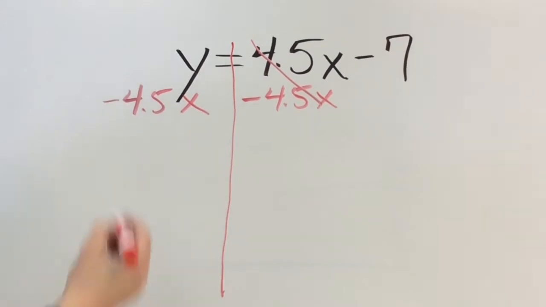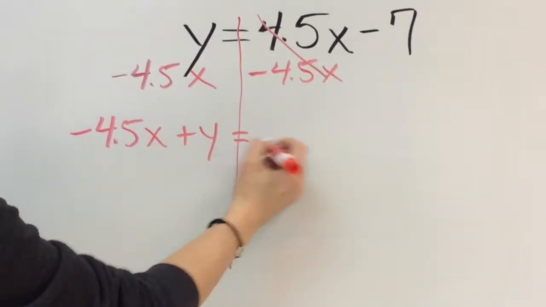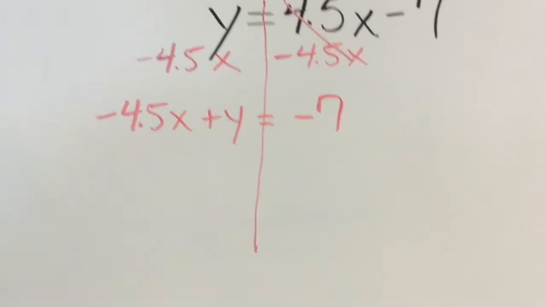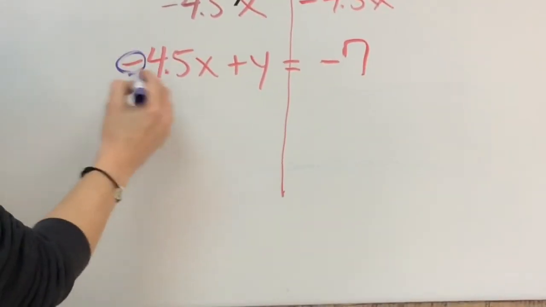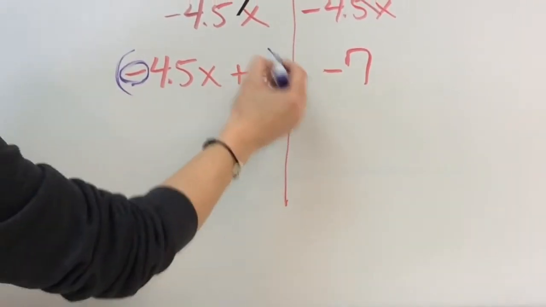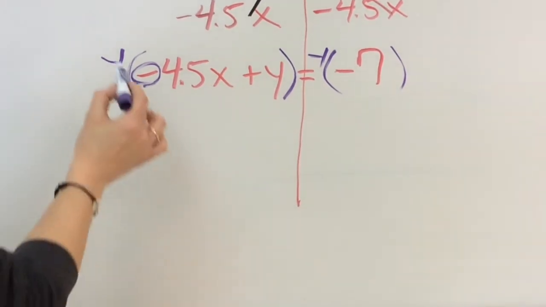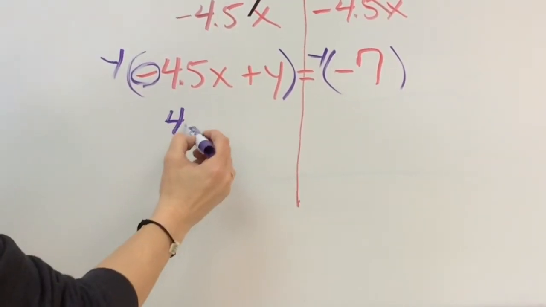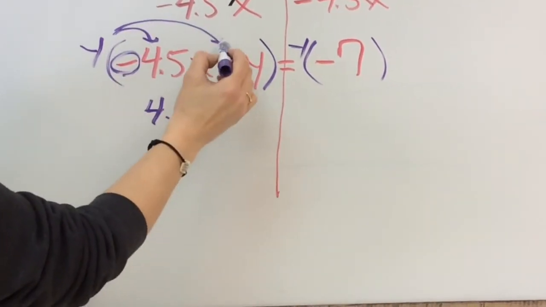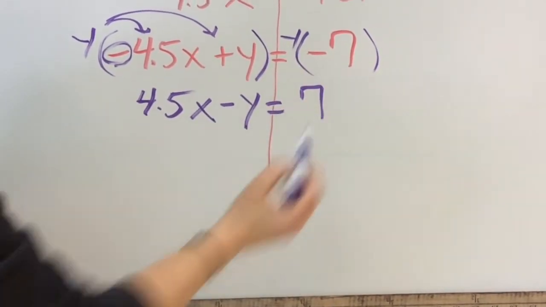Now I'm going to have negative 4.5x plus y, and on the right I'll have negative 7. Now we know that we can't have a negative term as our a value. The a has to be positive. So in order to make this positive, I can multiply everything on both sides of the equation by negative 1. Now that's going to make this a positive 4.5x, and this is going to become a negative y. And then here, negative 1 times negative 7 is positive 7.